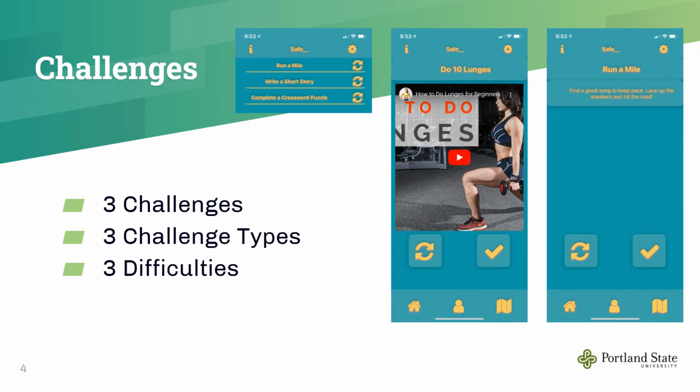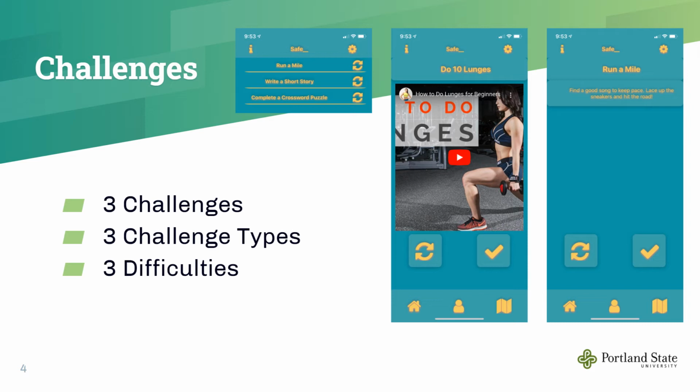Physical challenges might involve running a mile or doing 10 push-ups. Mental challenges would include reading a book or making art. And social challenges would have you text a friend or call your family. Some physical challenges include a video to show you the correct form for the exercise you're being asked to do.